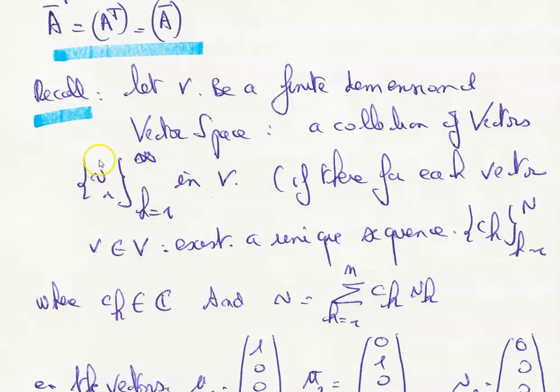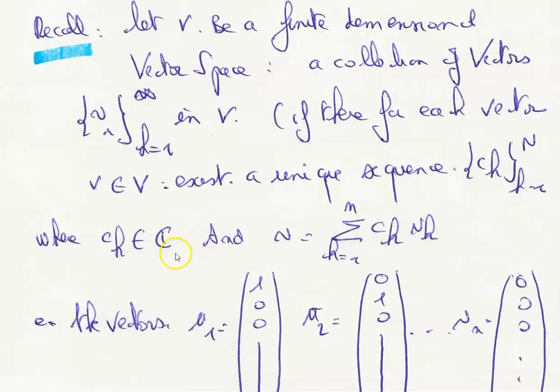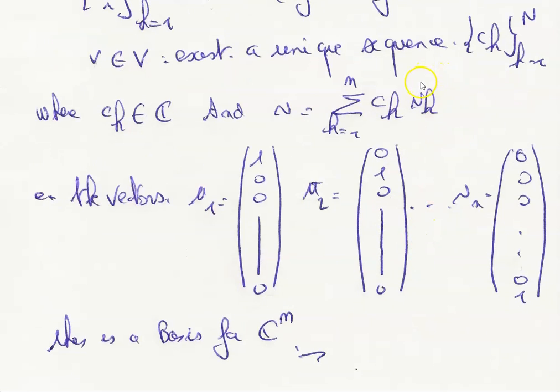So let's take the collection of vectors vk for k from 1 to n in V. For each vector v there exists a unique sequence ck, k from 1 to n, where ck is complex and v is a linear combination of the vk unit vectors, where v1 is the column vector with 1 in its first component and 0 in the others, v2 has 1 only in its second component and 0 elsewhere, and vn has 1 in its last component and 0 everywhere else.